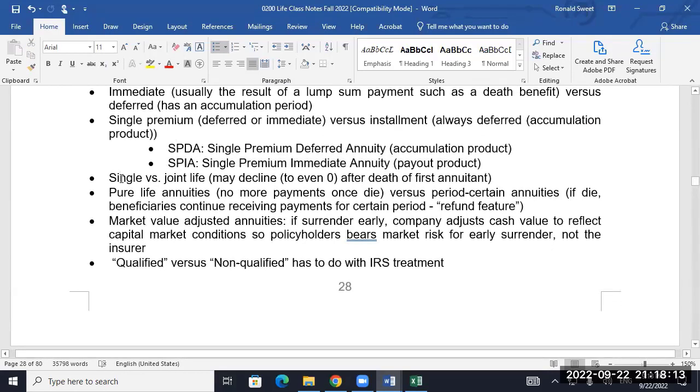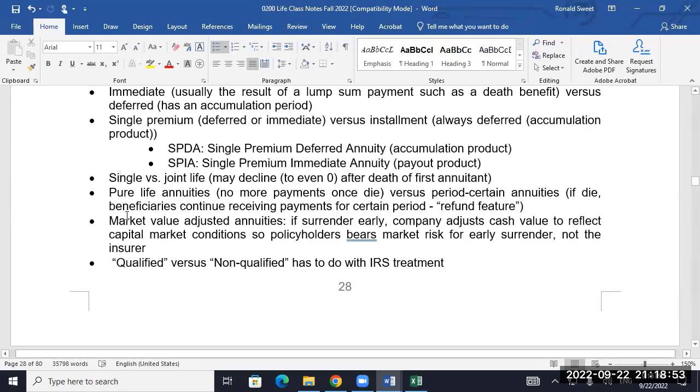Annuities can be single or joint life. I don't think joint life annuities are as common on the deferred side, but on the immediate side, it's pretty common to have a SPIA that can be joint life. You can have pure life annuities, or you can have period certain annuities. A pure annuity means once you die, you don't get anything else. That's going to give you the highest monthly income. With a period certain, if you die, it keeps making payments to your beneficiaries for some period of time.